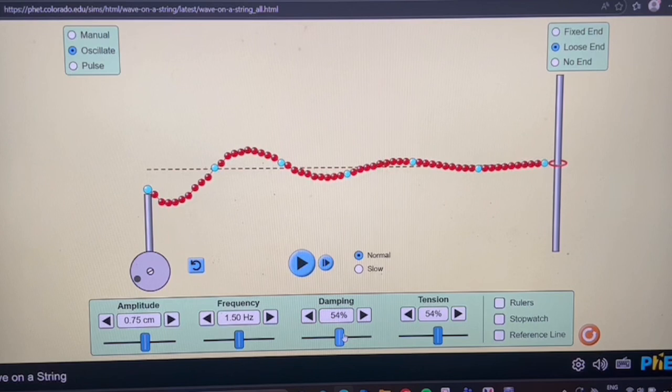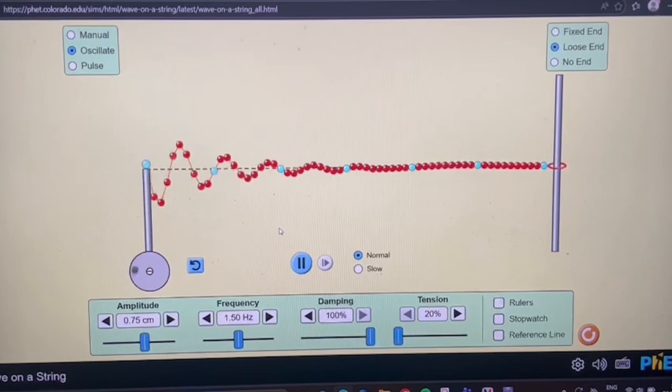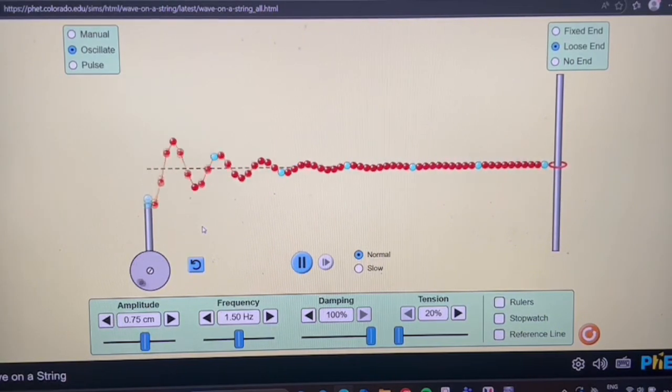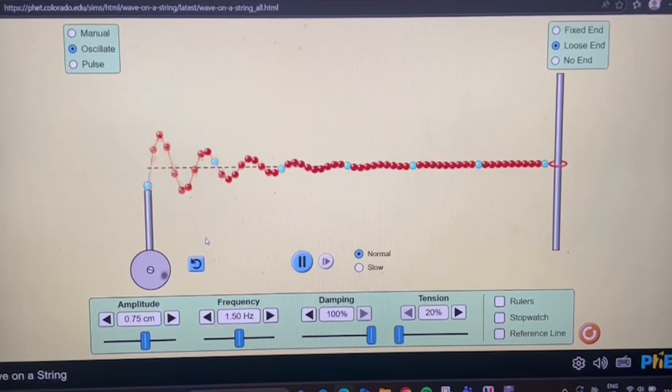Loose end, part 1: we put the damping high and the tension low, and we can see the simulation like this. The wave pulse moves slowly along the string. When it reaches the loose end, it is reflected upright. The reflected pulse has a small amplitude and fades quickly.